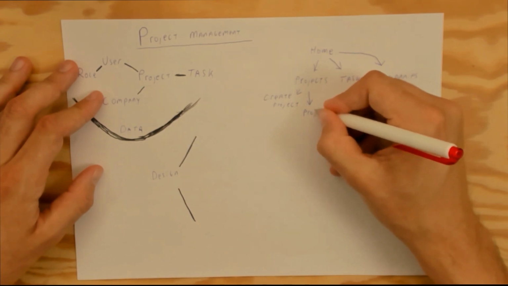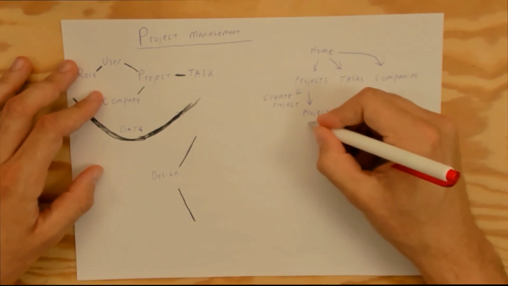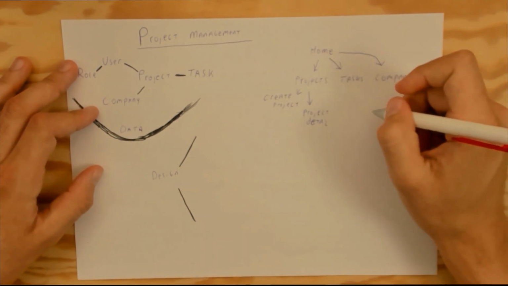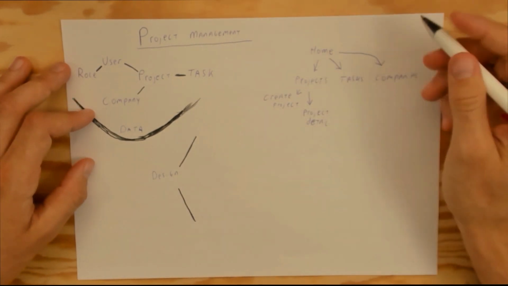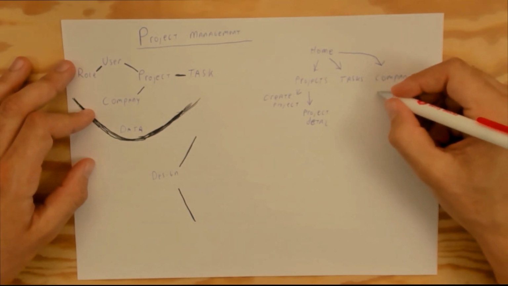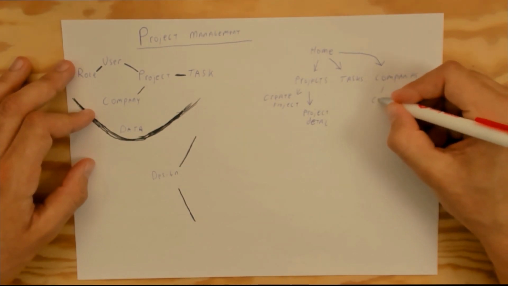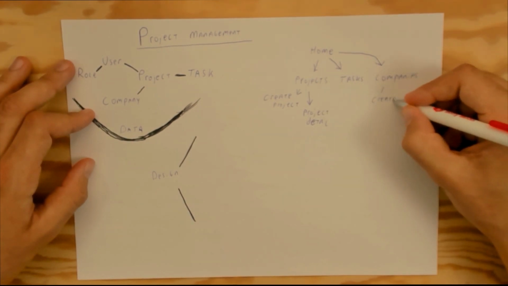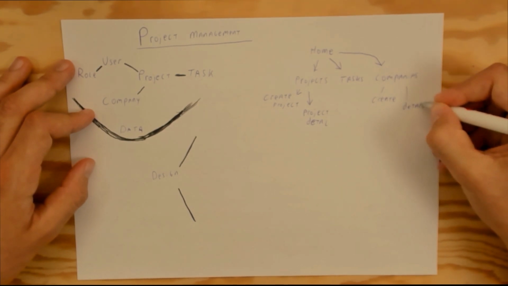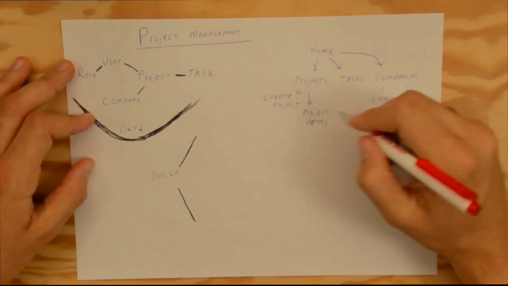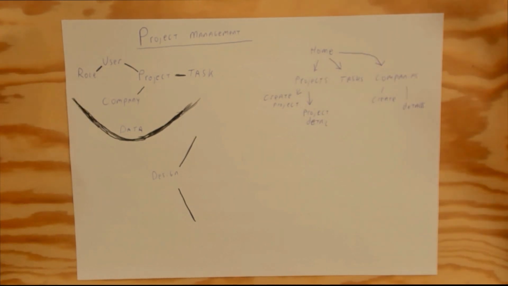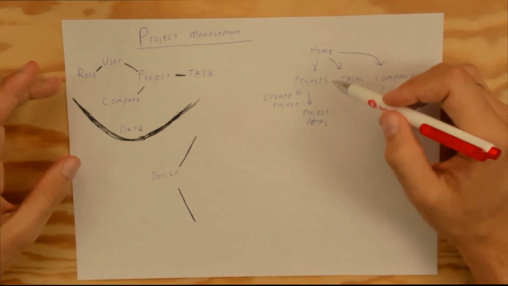So project detail. I think that's all right for now. And we can do the same with tasks and companies. I want to do a company create page. So create and details. And from here, we have an idea of what our page map is going to look like.